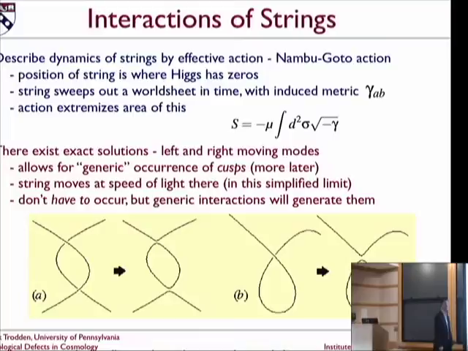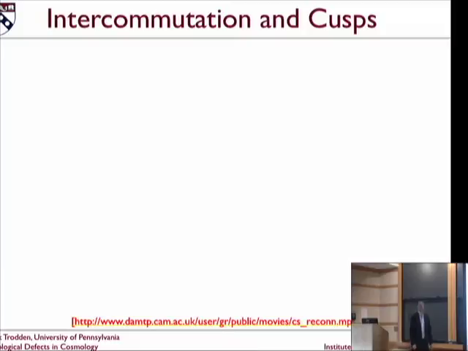So what happens here? So suppose that you take two strings. It's sort of difficult to imagine what happens. You take two strings, you allow them to hit one another. How do you know what's going to happen? So you can actually study this. You can study this numerically. And people have put a lot of work into putting these things on a computer.